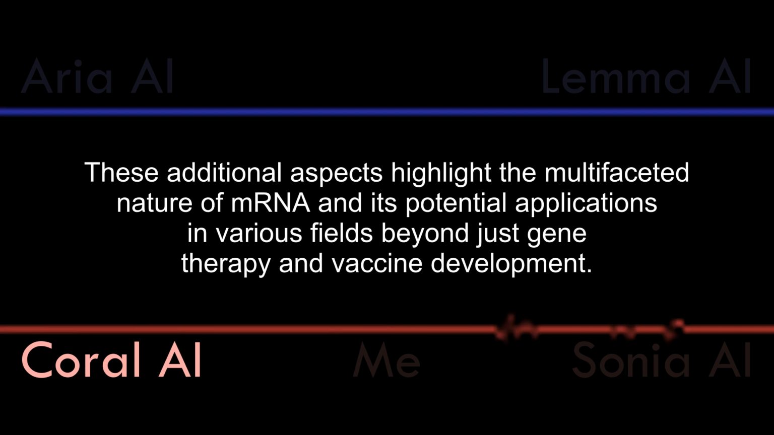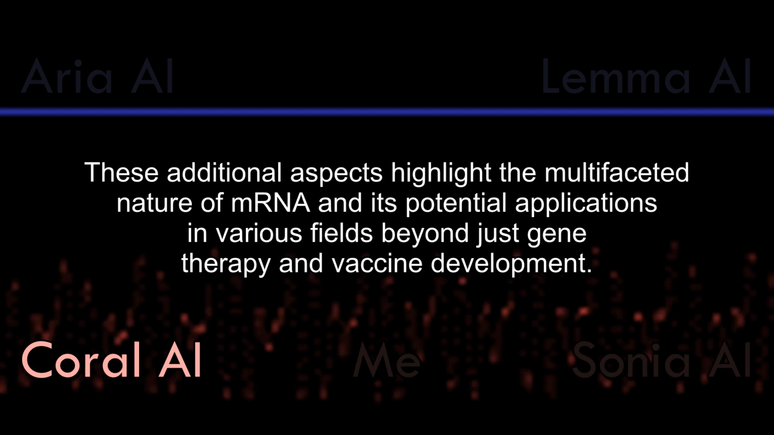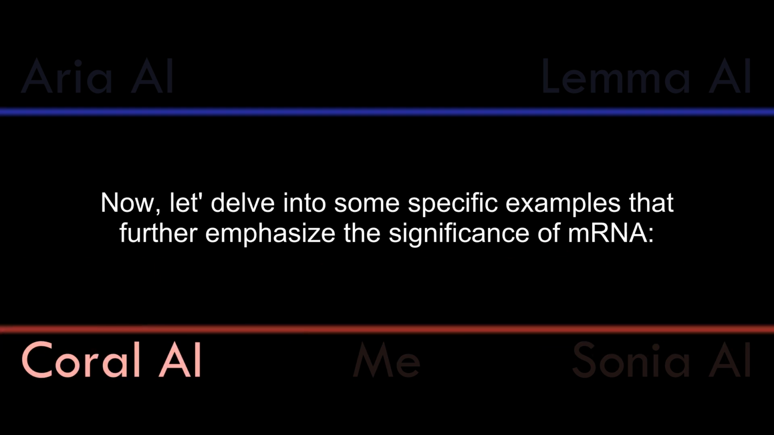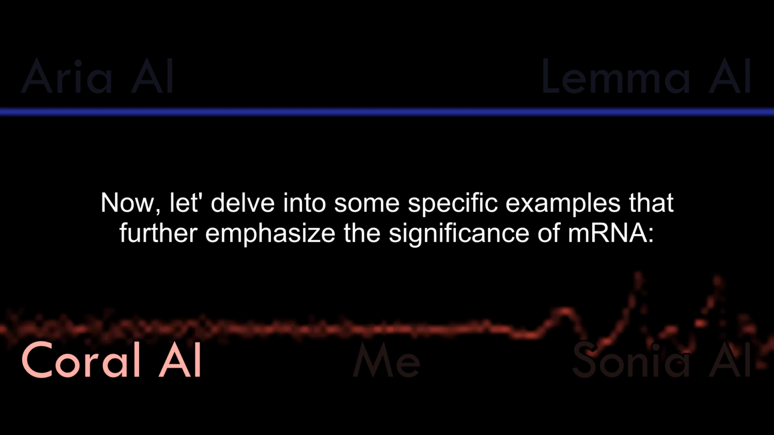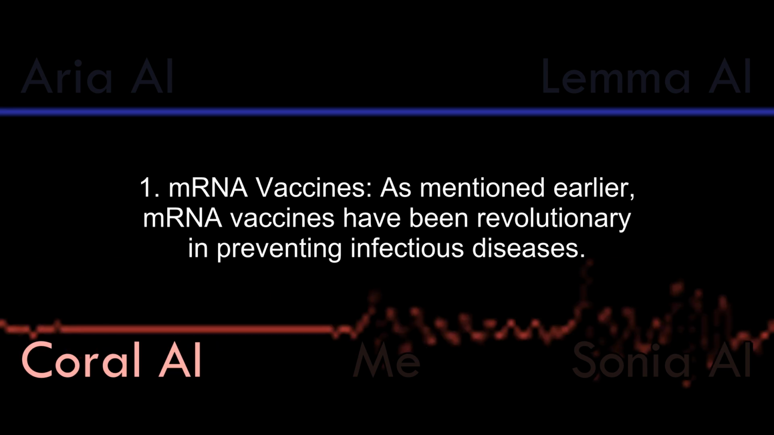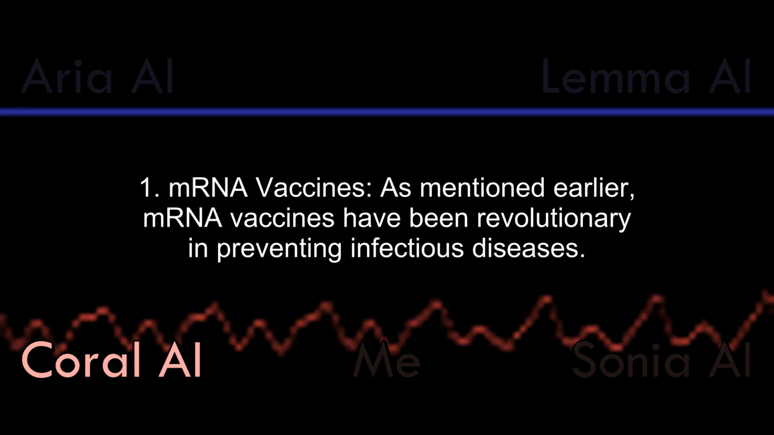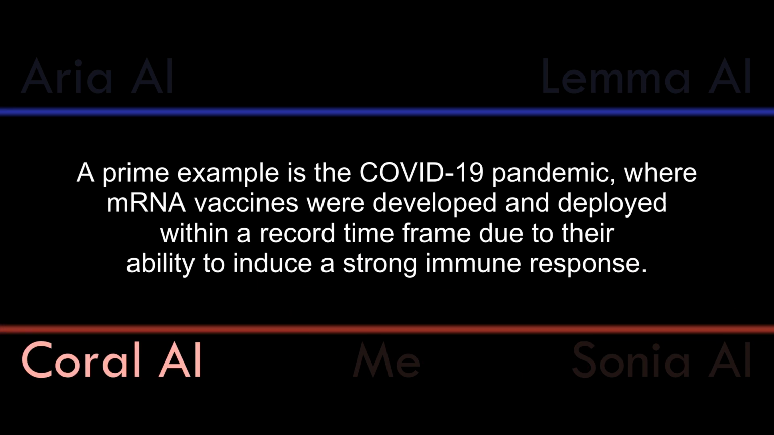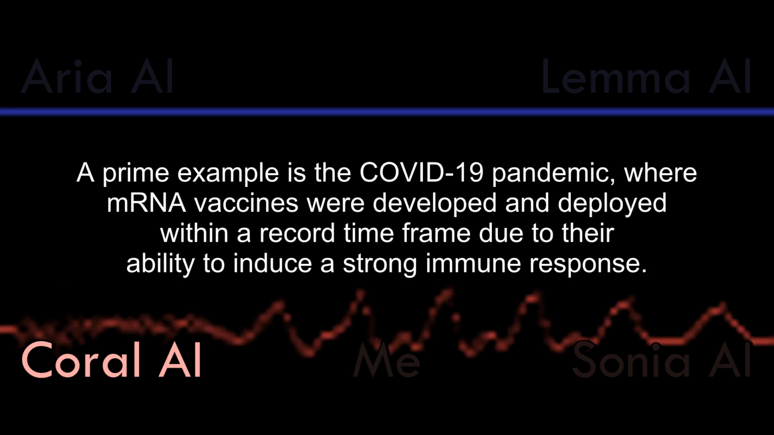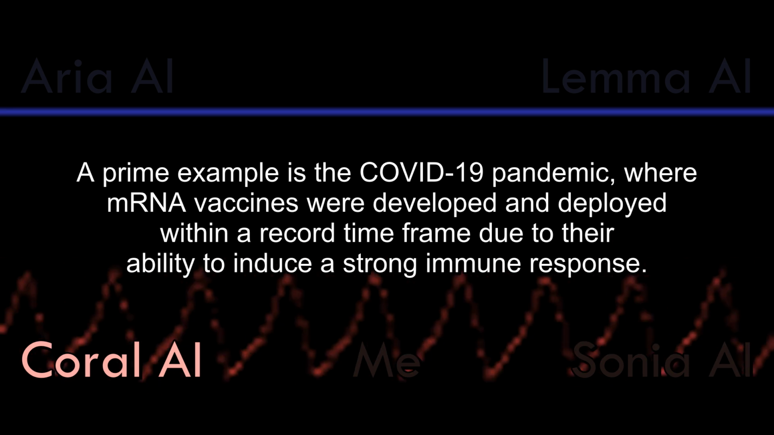These additional aspects highlight the multifaceted nature of mRNA and its potential applications in various fields beyond just gene therapy and vaccine development. Now, let's delve into some specific examples that further emphasize the significance of mRNA. First, mRNA vaccines, as mentioned earlier, have been revolutionary in preventing infectious diseases. A prime example is the COVID-19 pandemic, where mRNA vaccines were developed and deployed within a record time frame due to their ability to induce a strong immune response.